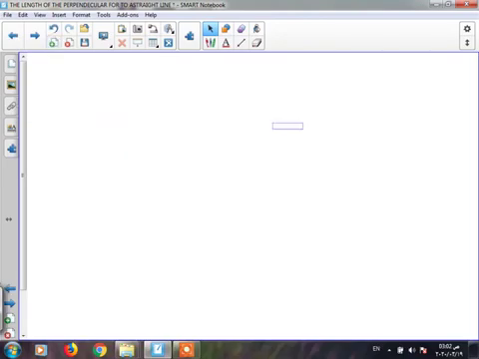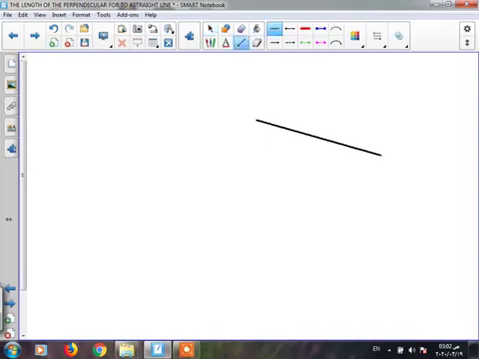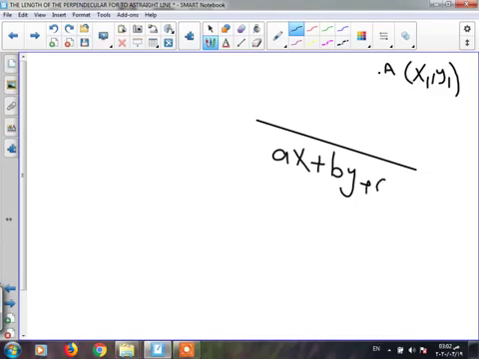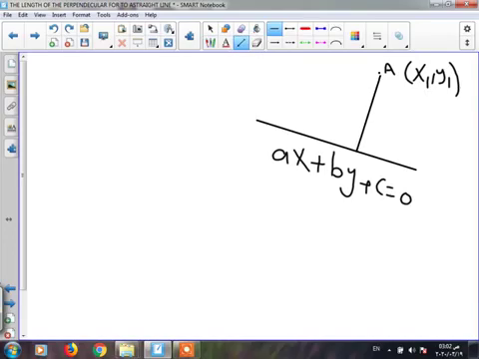If you have a straight line L, its equation is ax plus by plus c equals 0, and a point, for example A, with coordinates x1 and y1. How can I find the length of the perpendicular from A to the straight line?